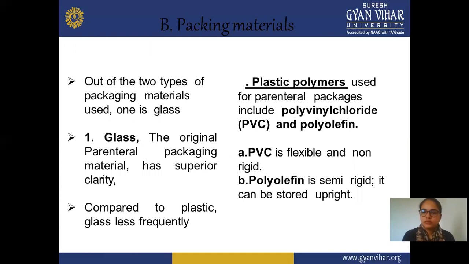Now these are the containers that we have already seen, 5 types of container. First we saw vials, ampoules, double chamber container, pre-filled syringes, and infusion solution. So these 5 types of container we have already seen. Now we see the packaging material that you use for parenteral formulation. There are 2 types of packaging material majorly used, plastic and glass.